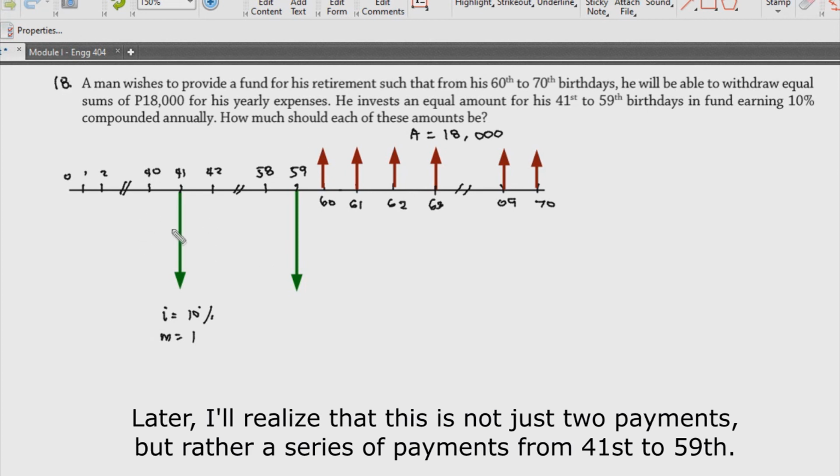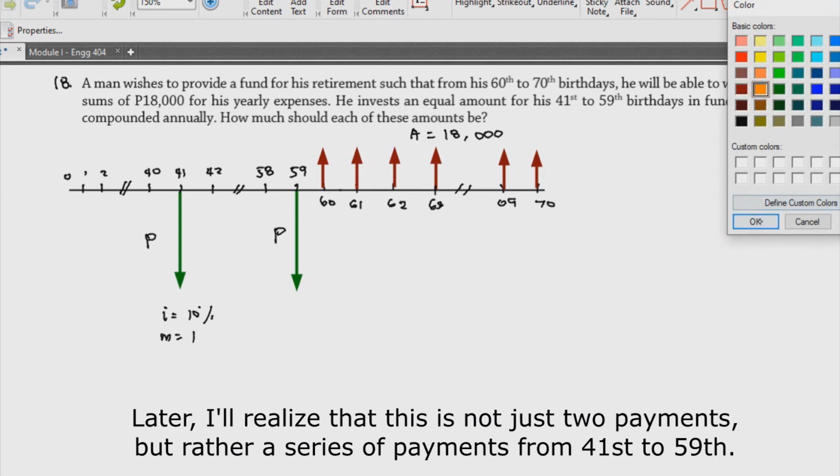So basically, if we represent the amount as P, we could say that this P here is the same as this P value. Anyway, so P. And then, how do we determine the value of this P? Okay? So the easiest way to deal with this is to take a reference point. And I'm thinking the reference point would be the 59th birthday. That's possible. Or we could just do the 41st birthday. So whichever is most applicable to you, you can use that. But just to spice things up, I'll be using 59 so it's in the middle.